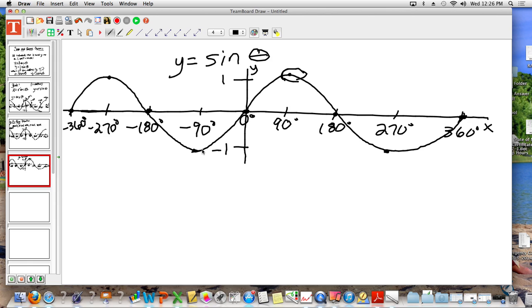It should look very, very similar to the cosine curve because it is very similar to the cosine curve. It's just shifted over a little bit. And now what I want to do is get your key points down. So let's say 5 key points.